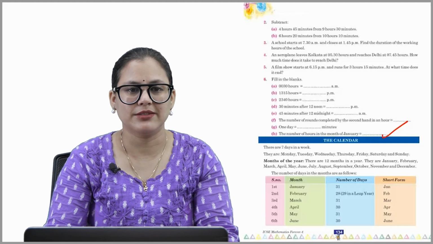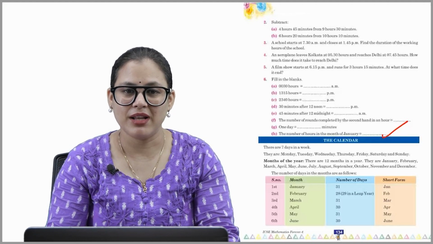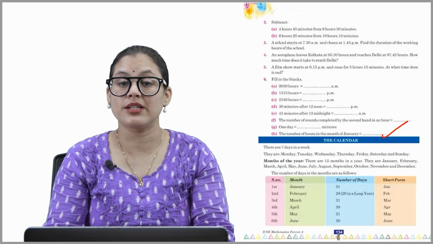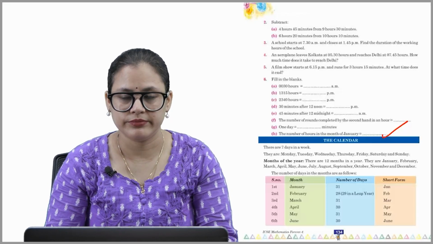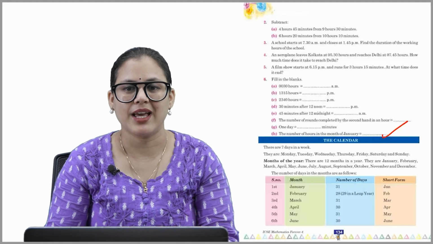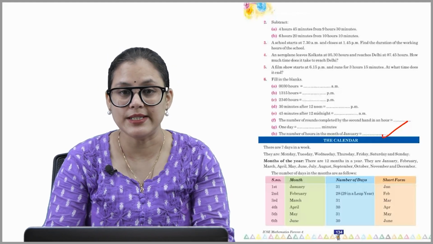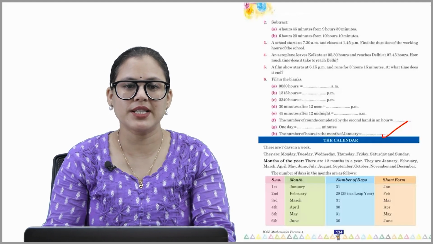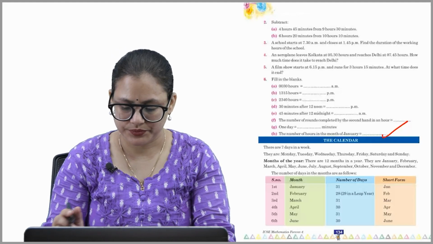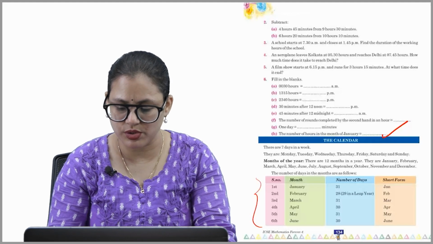Next, the calendar. There are 7 days in a week. Everybody knows that. There are Monday, Tuesday, Wednesday, Thursday, Friday, Saturday and Sunday. Months of the year. There are 12 months in a year. We know that they are January, February, March, April, May, June, July, August, September, October, November and December. The number of days in the months are as follows. See, the number of months is given, the number of days is given, the short form is also given.